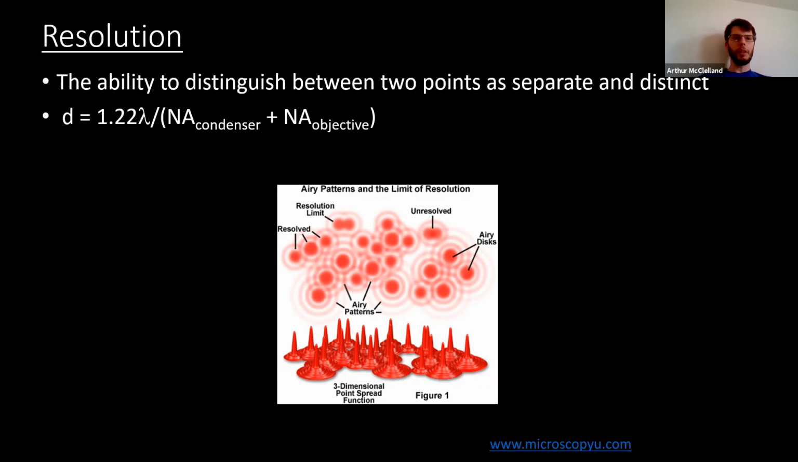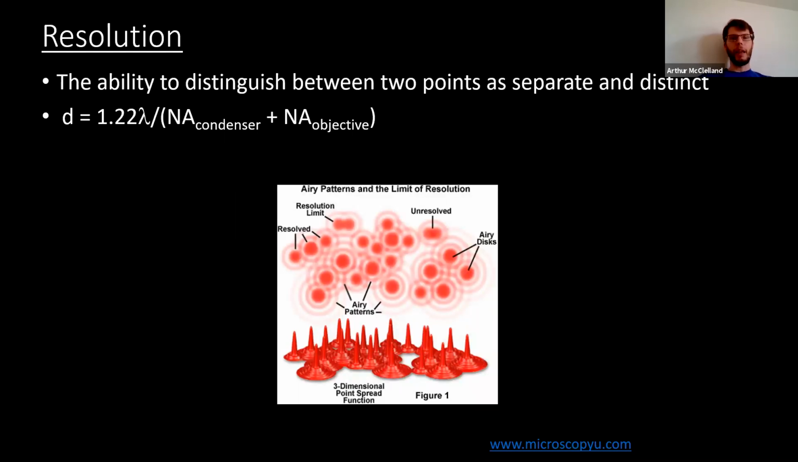There's the specific formula, it's 1.22 lambda, where lambda is the wavelength of light, over the numerical aperture of the condenser plus the numerical aperture of the objective. That's if you're using a transmission microscope. If you're using a reflective geometry, then the condenser and objective effectively are the same because you're using the same lens as the condenser and the same lens as the objective. In round terms, just remember lambda over 2.